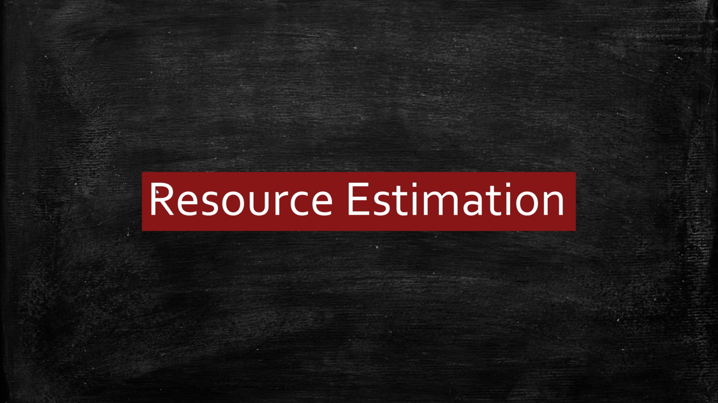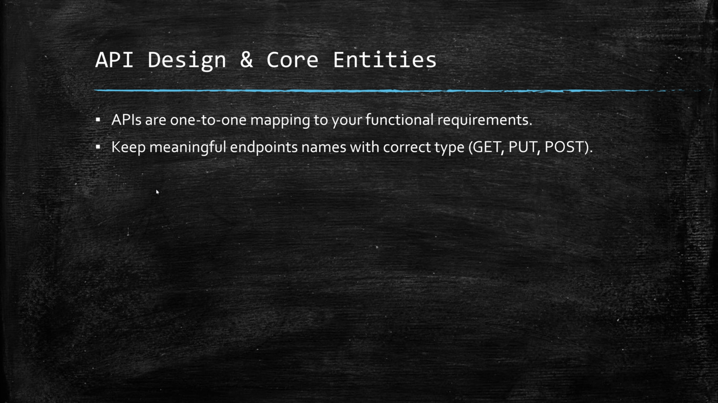API design and core entities. This is a very important part. The APIs are generally a one-to-one mapping to your functional requirements. Keep meaningful endpoint names with the correct type, so GET, PUT, POST, and the names of your endpoints should be very descriptive and should follow REST API design standards. Keep pagination and versioning always in your mind.